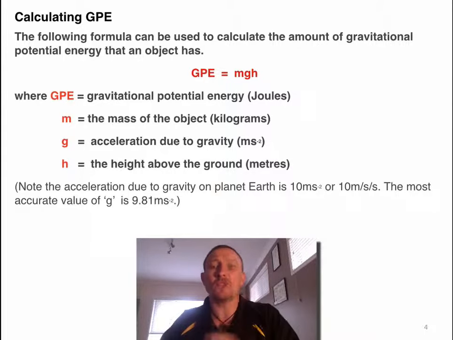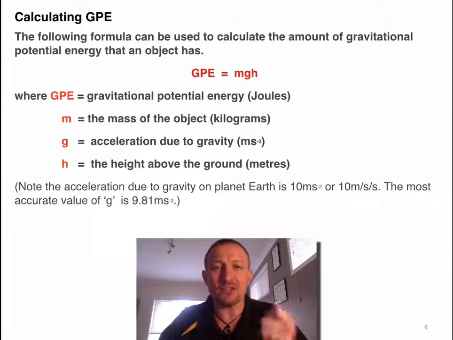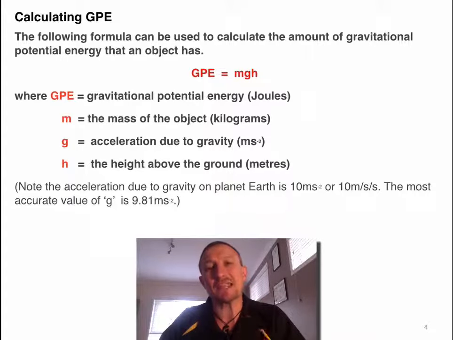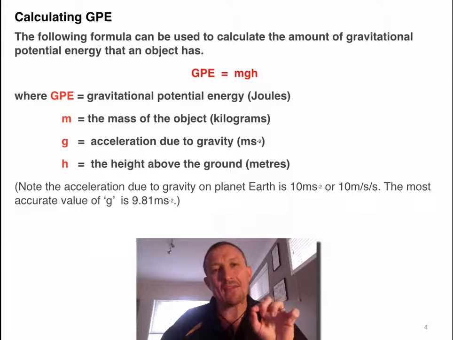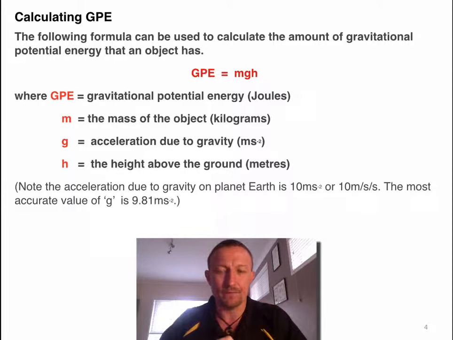Now GPE is an energy, so it's measured in joules. The mass must always be in kilograms. The acceleration due to gravity is meters per second squared. Now that can be written as m/s/s or ms to the -2. So you may see it in two different forms. Make sure that you're aware of it. I've put it in the note at the bottom so that you can see the two forms.